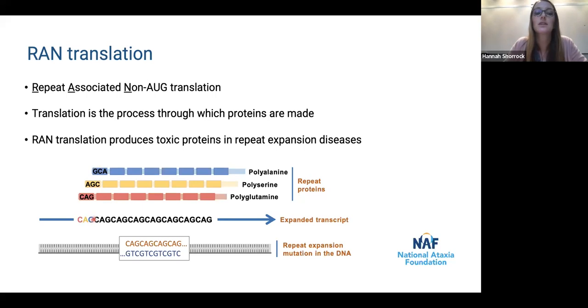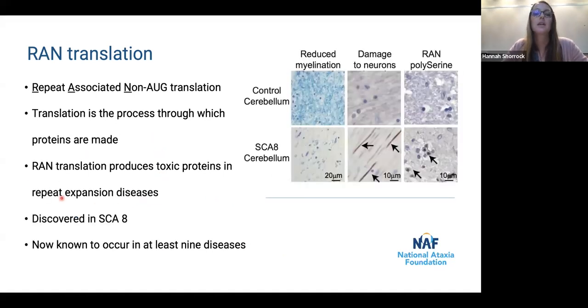Likewise, if we started at the G, when we read it as a GCA, this would make a polyalanine protein. So actually, from the ataxin-8 gene, we don't just make this polyglutamine protein, which is what I showed you earlier. We actually make 3 different proteins that are unique to disease and not found in control individuals. These proteins we know to be toxic to cells. As I mentioned, RAN translation was actually discovered in SCA8, but it's now known to occur in at least 9 different diseases.